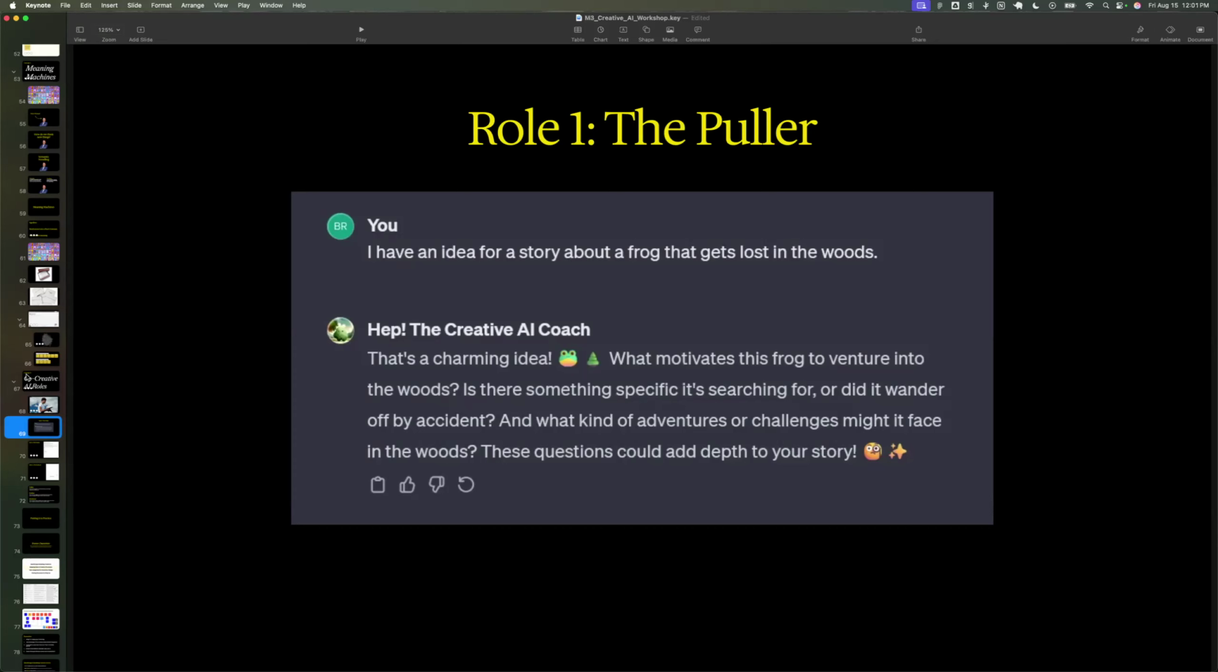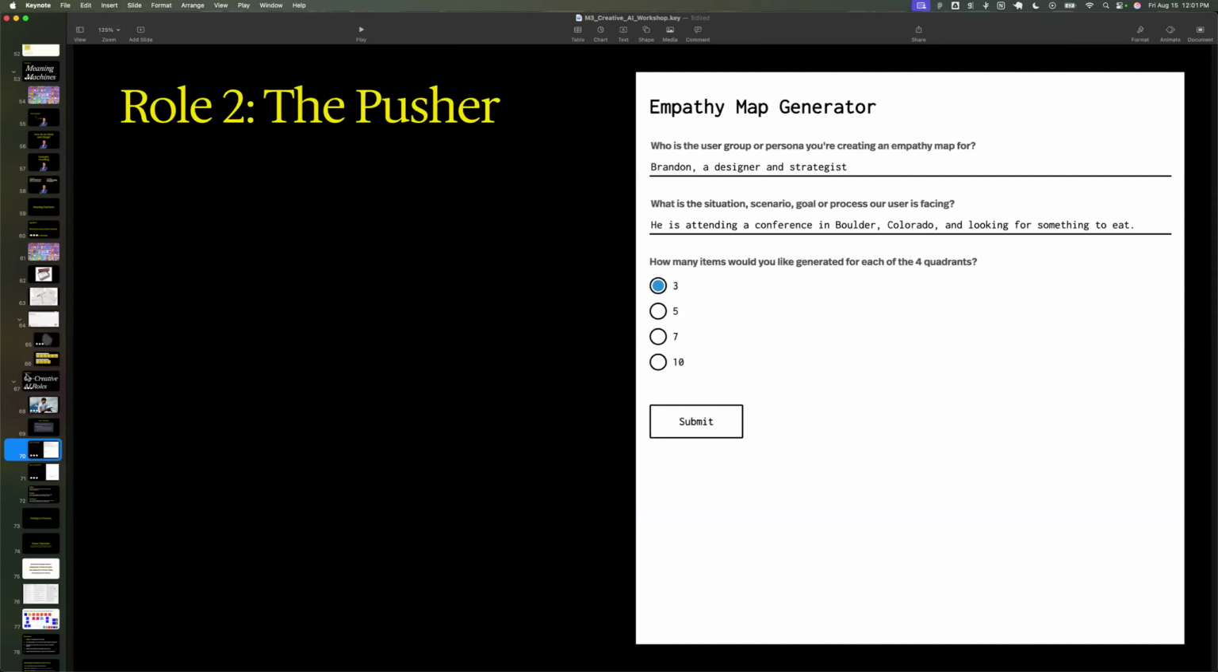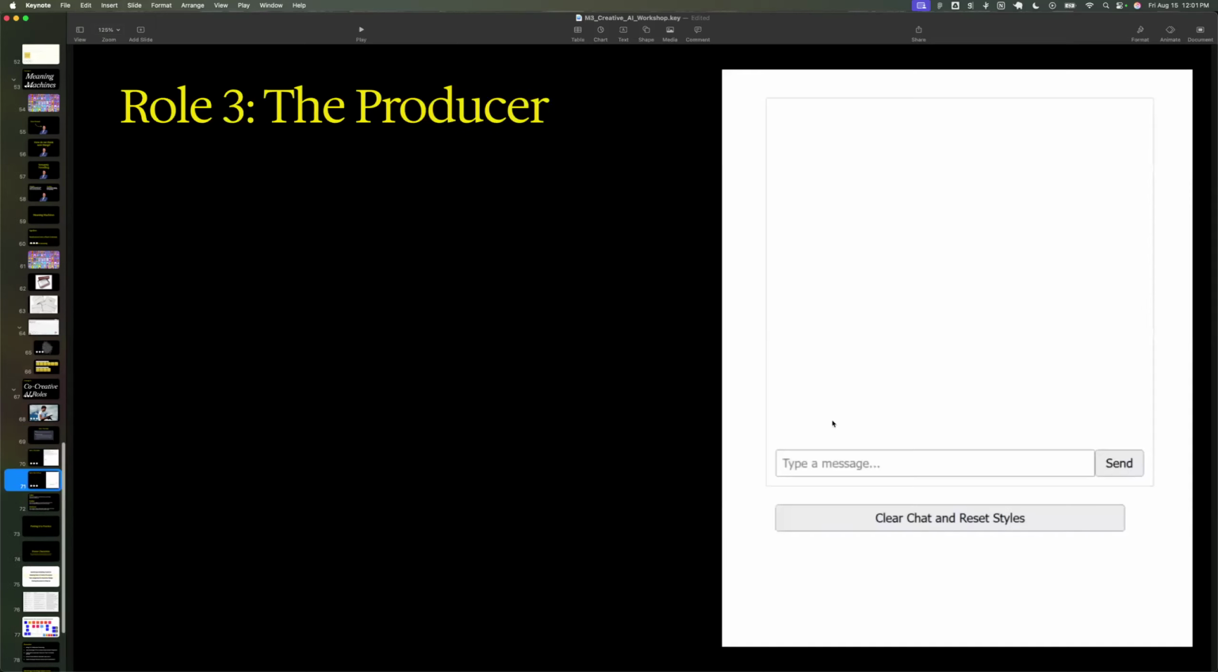So if you're writing a story about a frog that gets lost in the woods, it can ask you questions around it, or it can take its general synthesis of data surrounding frogs and woods and that kind of context, and ask you questions to help you build out your idea of what this is. It can push ideas like the empathy map generator I showed earlier. It can push like, hey, think about it in this direction. Or it can produce things for you, which is kind of what we typically see.